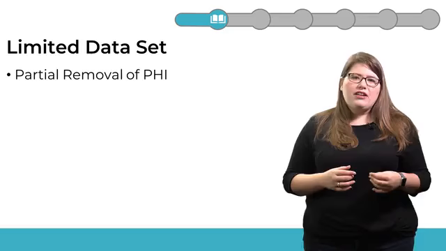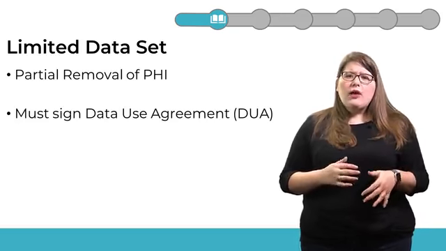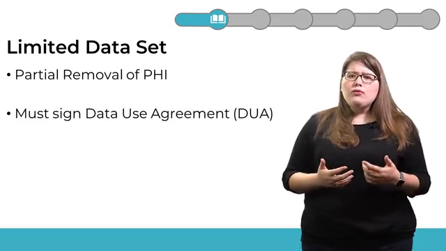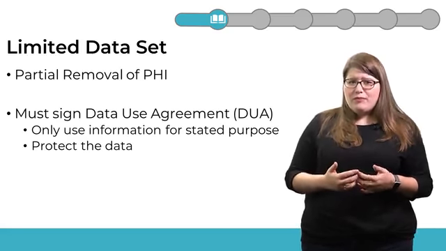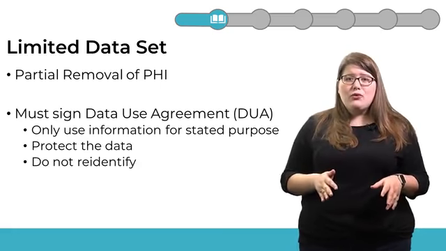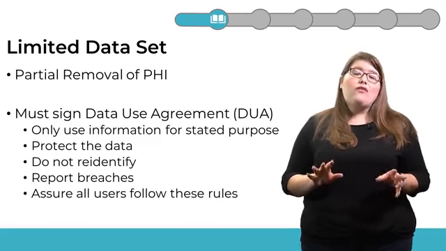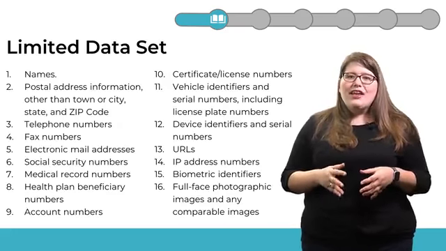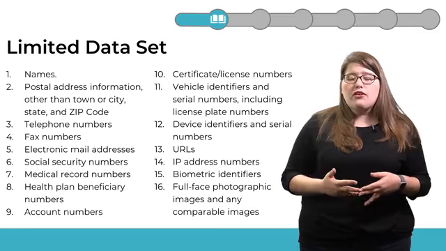Other uses of clinical data, like for research, typically require some removal of PHI. Partial removal of PHI is called a limited data set. Limited data sets require the signature of a data use agreement that requires the users receiving the data to agree to use the information only for the specified purpose, apply safeguards to protect the data, not attempt to re-identify the individuals, report any known breaches, and ensure that anyone else with access to the data follow these rules. A limited data set is one that has removed 16 direct identifiers like names, addresses, and social security numbers.